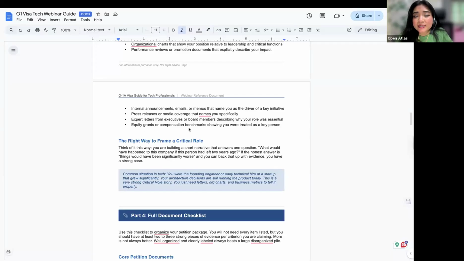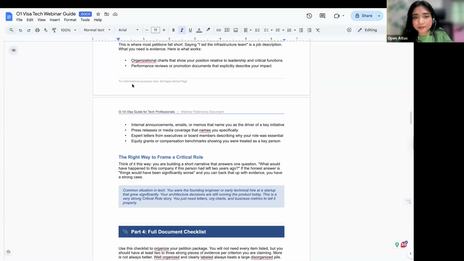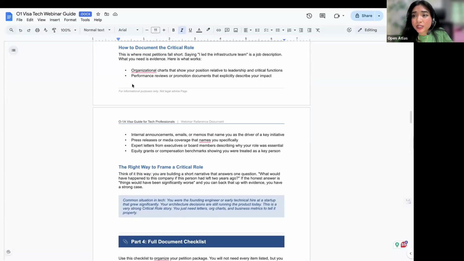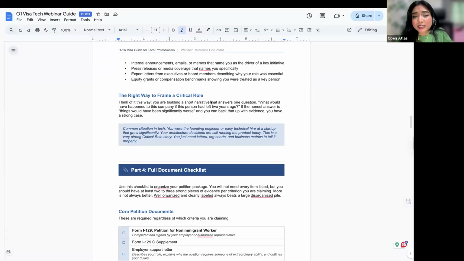Equity grants or compensation benchmarks showing you were treated as a key person. These are some of the documents that you can showcase being a VP engineering of your company. It's a more critical role because the decision making is in your hands, right? The right way to frame a critical role.